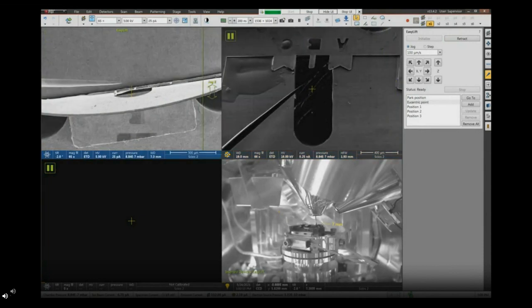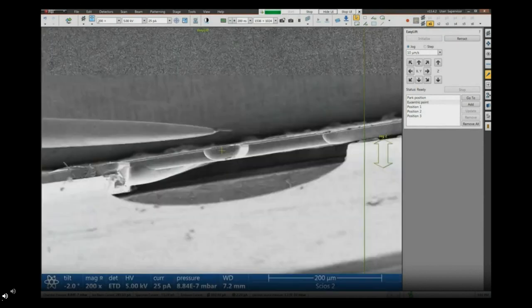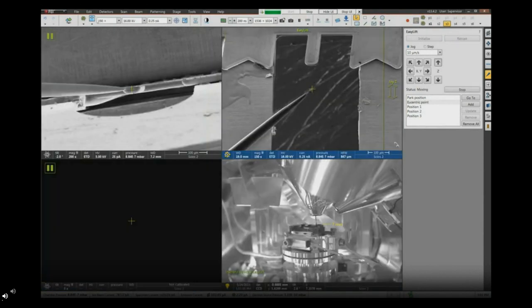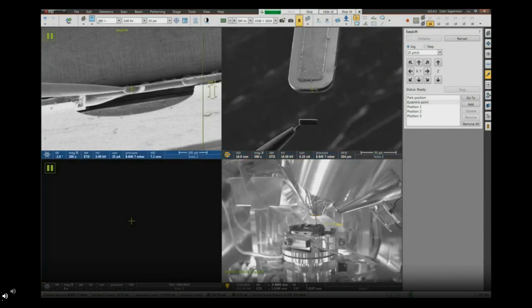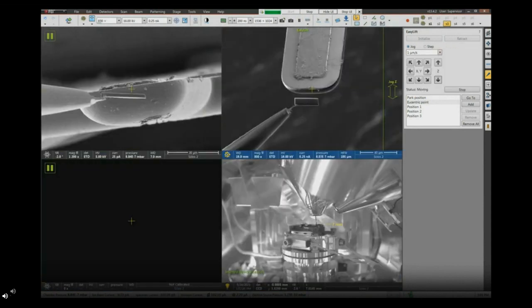So the FIB grids that we're using are a copper FIB half grid that's attached to a molybdenum slot grid, and that molybdenum slot grid gives us a good handle to manipulate the sample when we're loading it under liquid nitrogen.